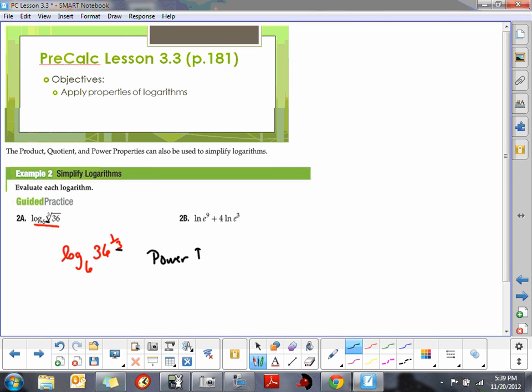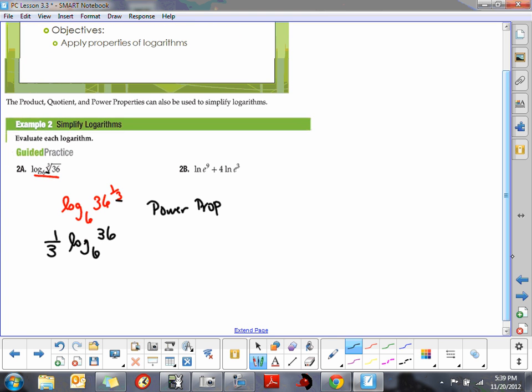And our power property says that if we take the log of a power, it's the power, 1/3, times the log of that same value. So it's 1/3 log base 6 of 36. Now I'm going to be looking at another way of writing 36. You could probably figure out just from this statement: what is the exponent I raised 6 to get 36? That's what that statement is saying. But I'm going to rewrite it a different way.